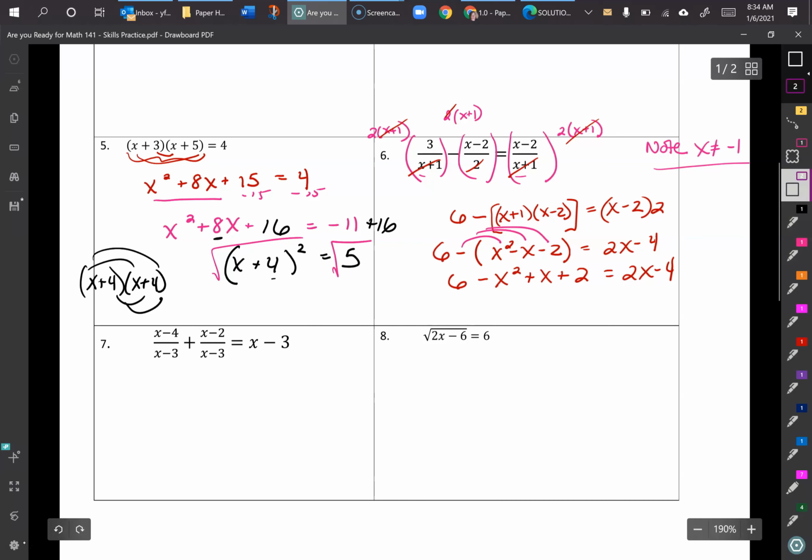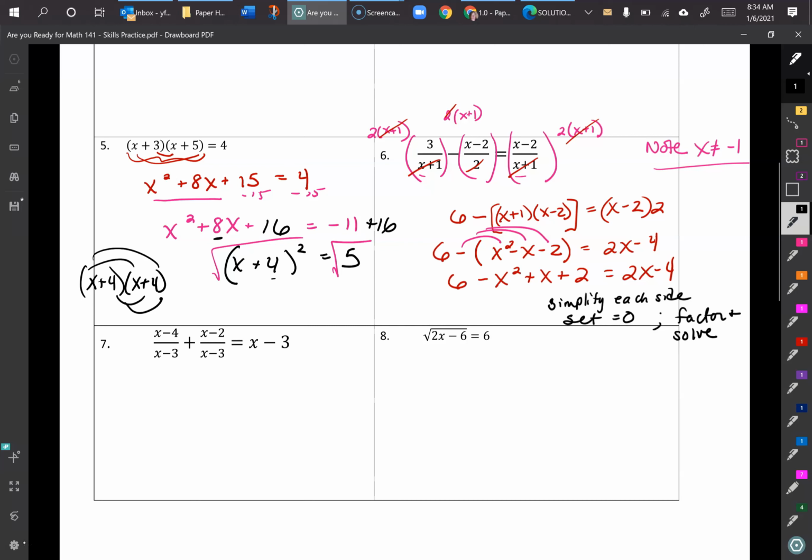Okay, so we'll just write a little note here. Simplify each side, set equal to 0, and factor and solve. Okay, and then check your answer. Make sure if you ended up with a -1, you have to exclude that from your solution. You would just write it's extraneous because it causes an undefined situation.